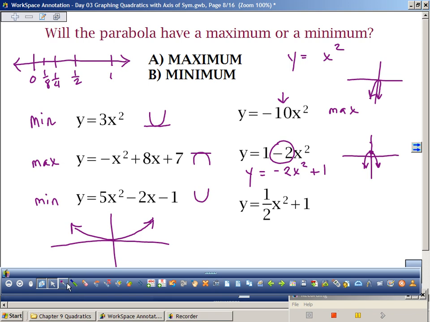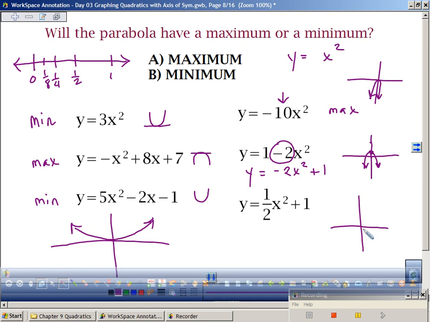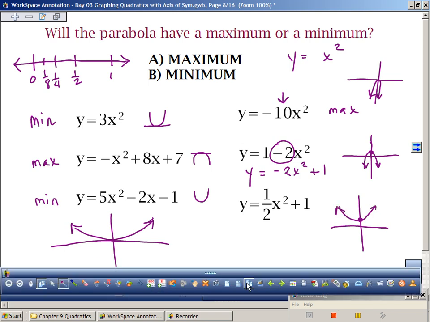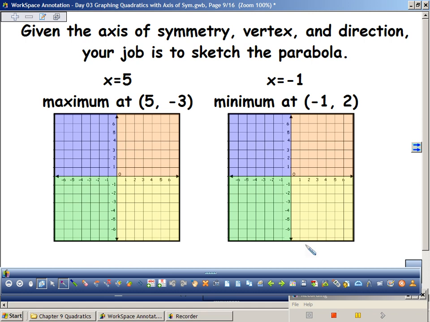What about this one? Maximum or minimum? Minimum. Where would I shift? Up 1. It's going to be a little bit wider, and it's going to be positive. Okay, just trying to visualize this stuff. Okay, let's move on. Again, we're visualizing, so no writing.